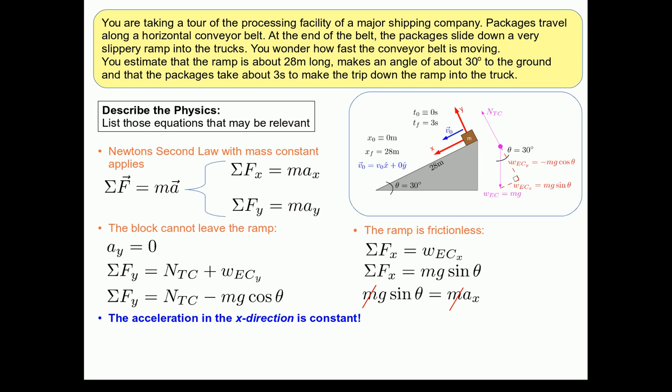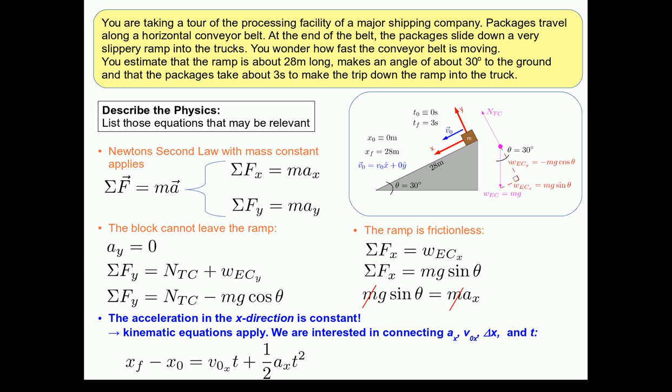Now we can also see that the acceleration a sub x is a constant. It's g sine theta, 9.8 times the sine of 30 degrees. That's a number. Since the acceleration in the x direction is constant, we can use our kinematic equations. We have some information about a sub x. We also have some information about the change in displacement. We have some information with regards to the time, and we're interested in the velocity in the x direction initially, so this kinematic equation is probably the correct one to use.